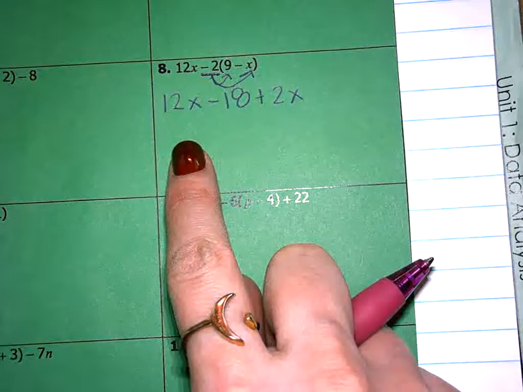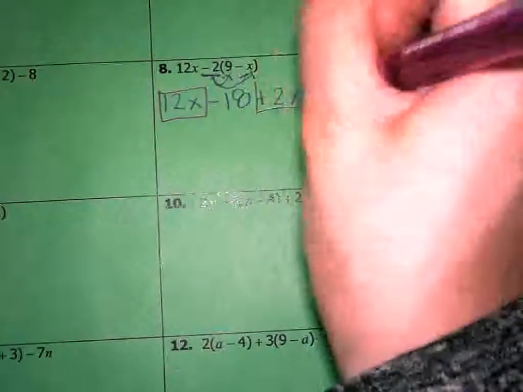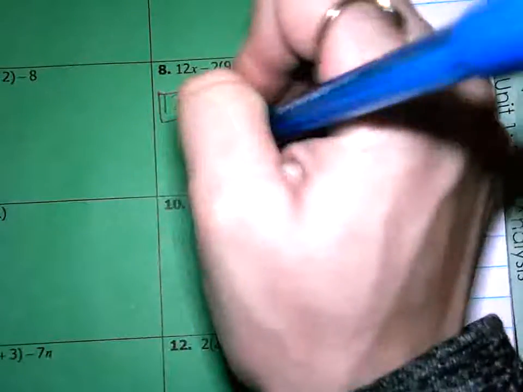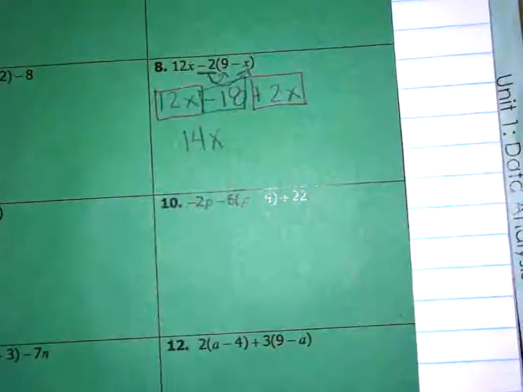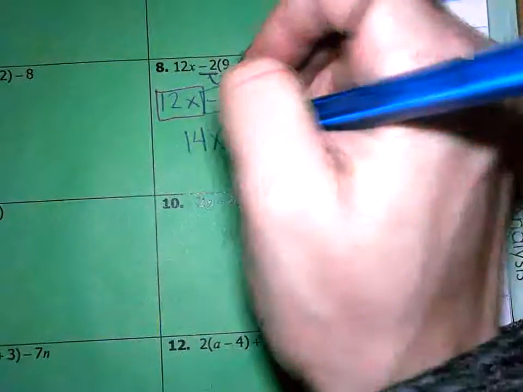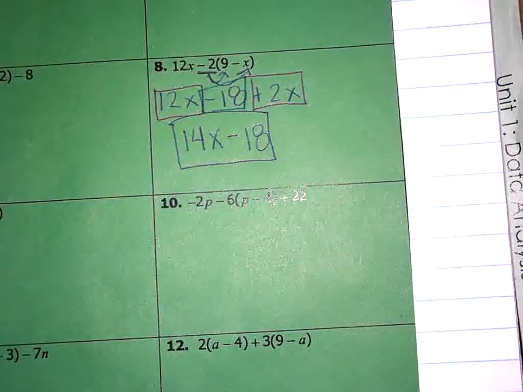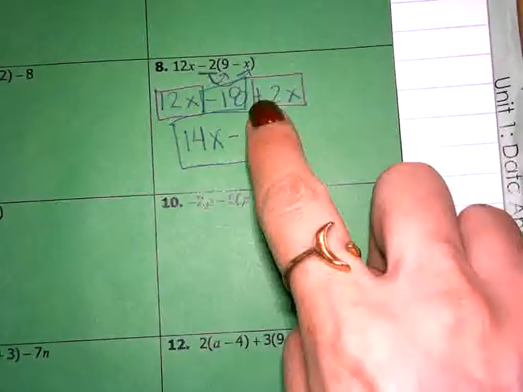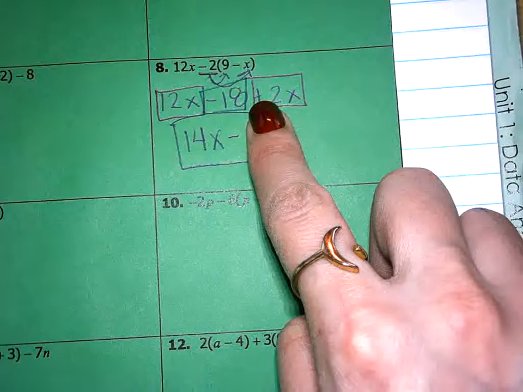What can I combine together? 12x and 2x. So 12x plus 2x is? 14x. And then what do I have left? Can I combine that with anything? No. So I just write? So your answer is 14x minus 18. Do you see how we'd get the answer wrong just by forgetting to change the plus sign to a minus sign? Very, very important.